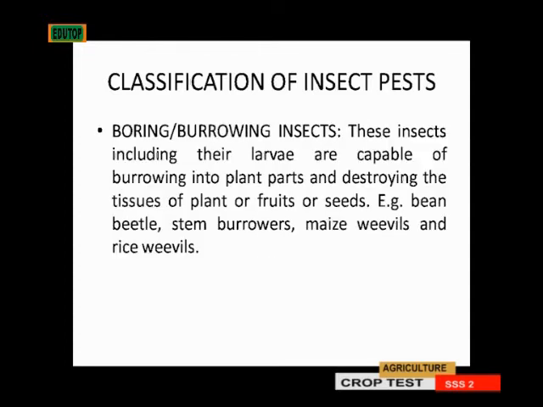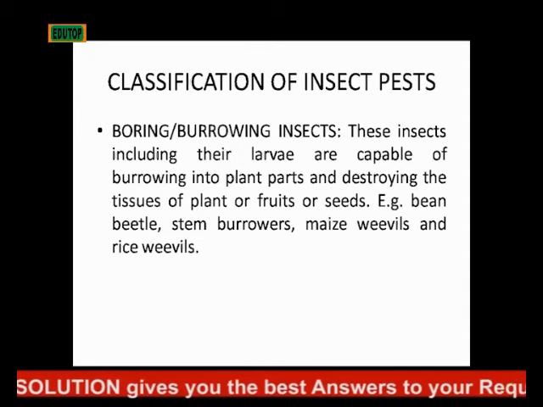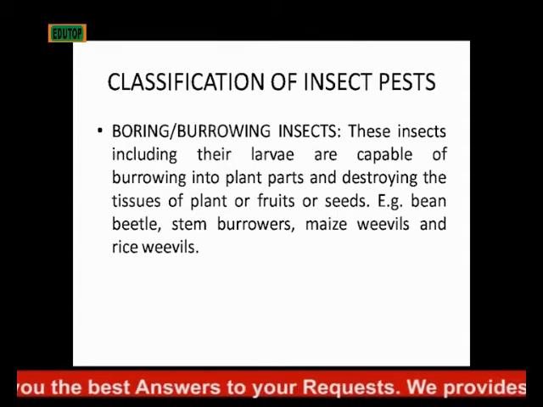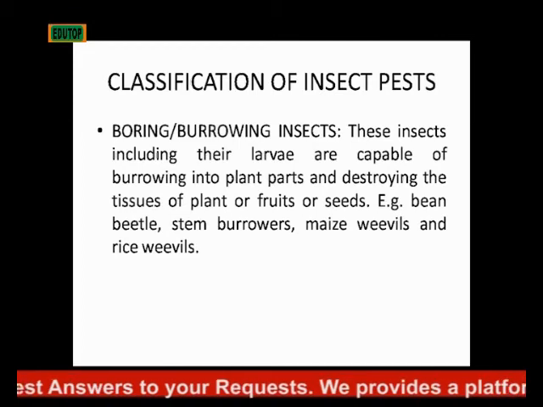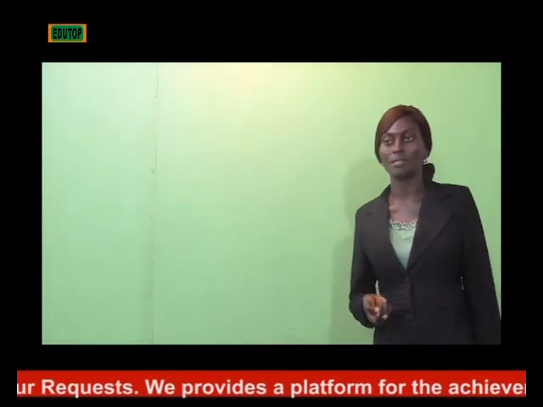Then the third class of insect pests is the boring or the burrowing insects. These insects, and even their larvae, are capable of burrowing or digging deep into the plant parts and destroying their tissues, or even the fruit or seed. An example, we have bean beetle, we have stem borers, we have maize weevils, and rice weevils. They just cause holes, they pierce through into plant parts.